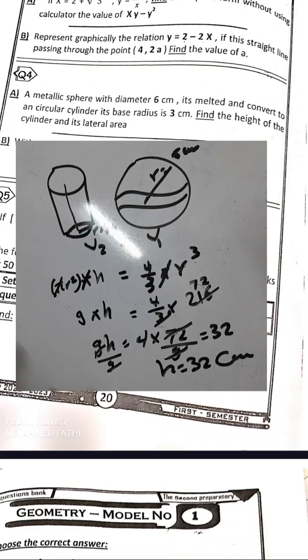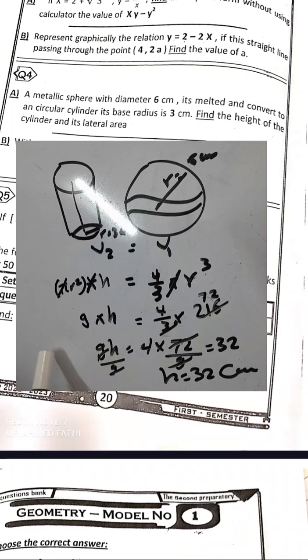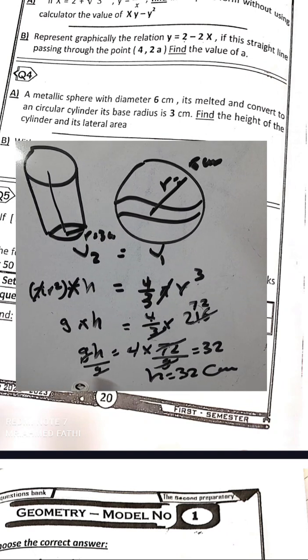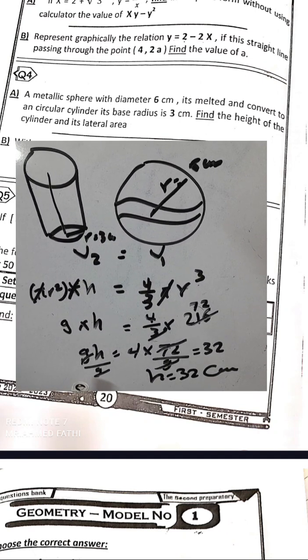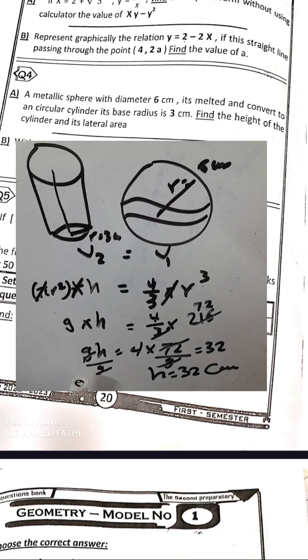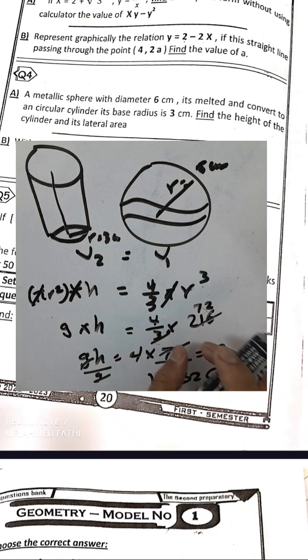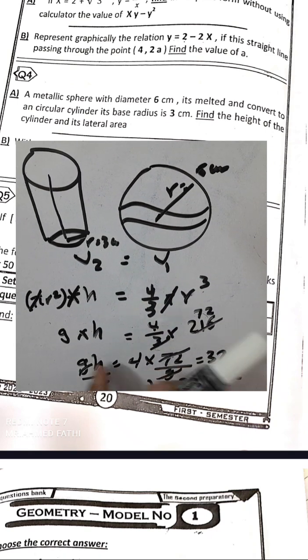Understood? Understood the steps? He tells us it converts to a circular cylinder. It means volume 1 equals volume 2. And 216 times 4 over 3 is 4 times 72 divided by 9, which will be 32.